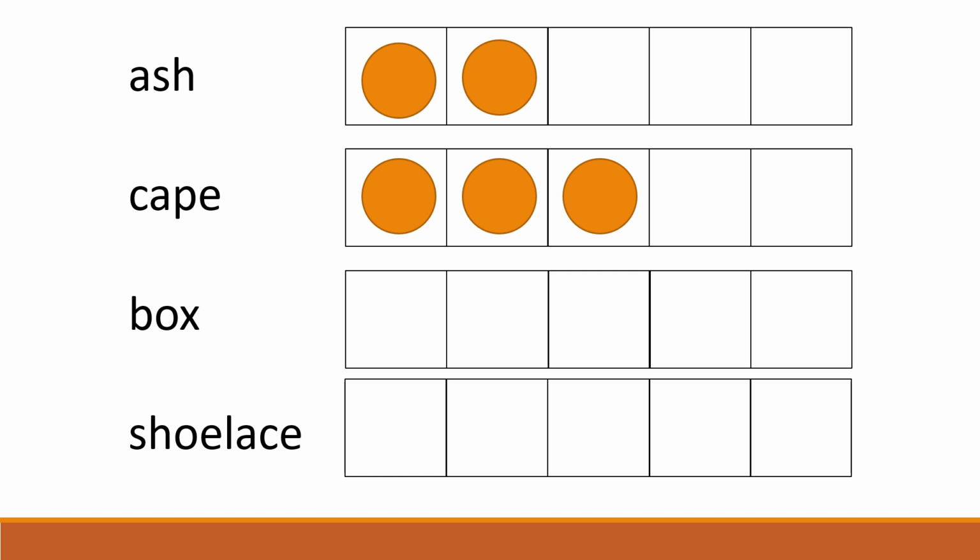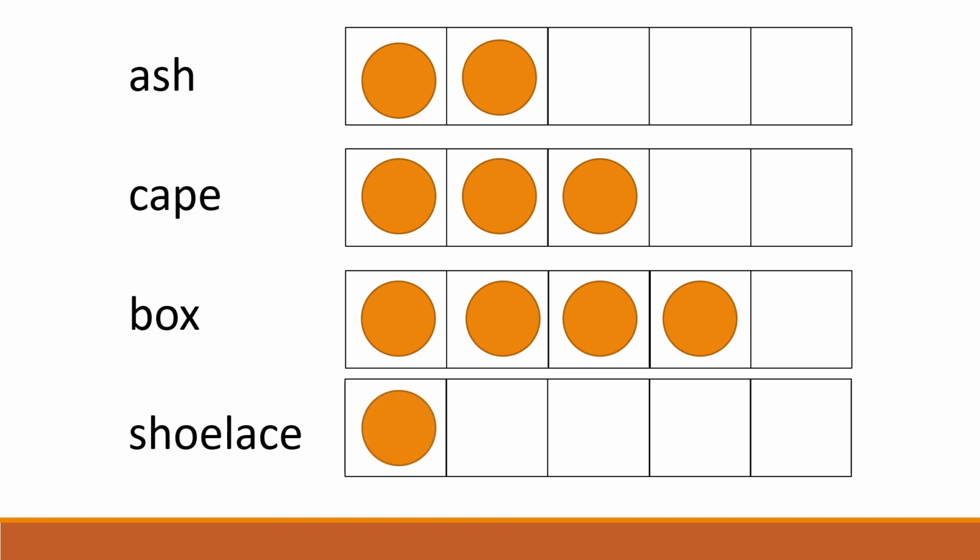There are 4 sounds in the word box: b, a, k, s, box. And there are 5 sounds in the word shoelace: sh, u, ul, a, s, shoelace.